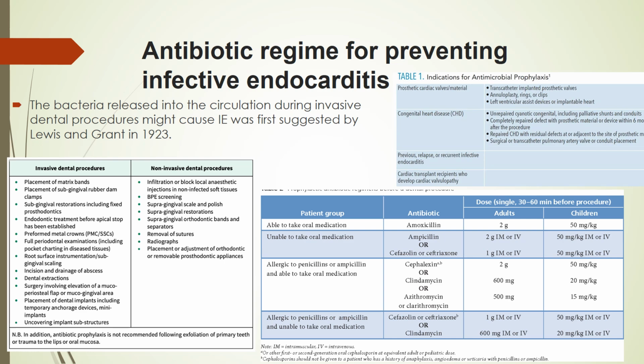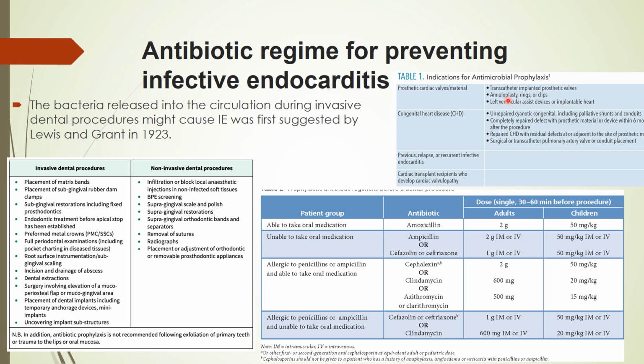Next is the antibiotic regime for preventing infective endocarditis. So what is infective endocarditis? It is an infection caused by bacteria that enter the bloodstream and settle in the heart lining, a heart valve or a blood vessel. It is very uncommon, but people with some heart conditions have a greater risk of developing it, and it was first suggested by Levison Grant in 1923.